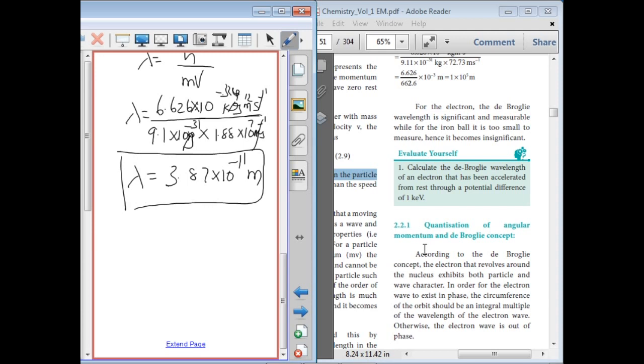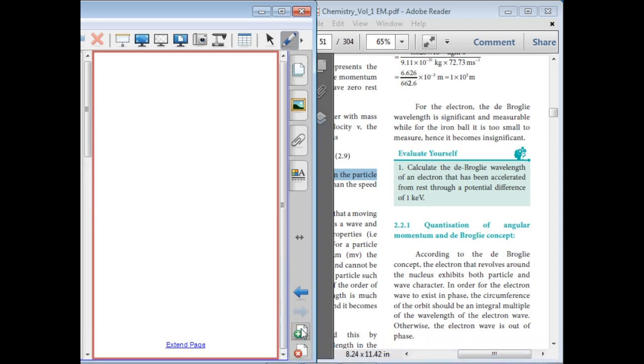The next topic is quantization of angular momentum and the de Broglie concept. According to the Bohr model, the angular momentum of an electron orbiting around the nucleus is quantized. Quantized means only a certain energy can revolve in that particular shell. For example, nucleus, first shell, second shell. To revolve in this shell, there is a particular energy for it. Only an electron with that energy will be allowed by this shell.